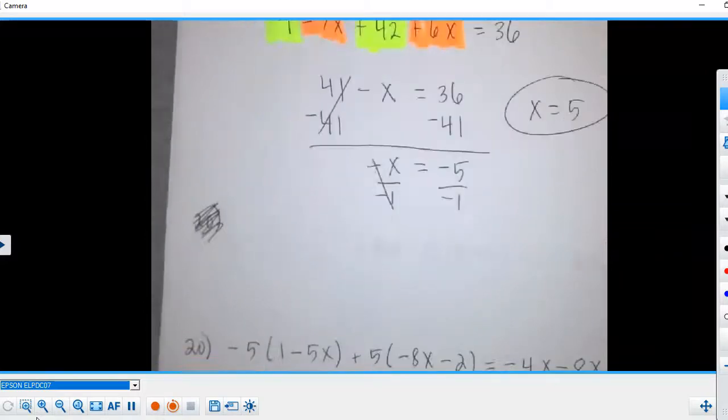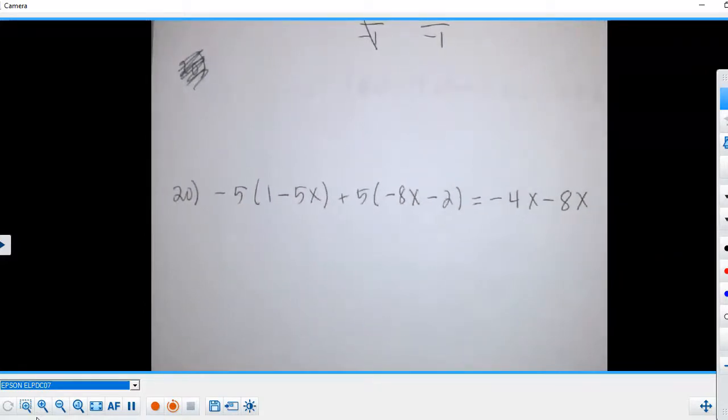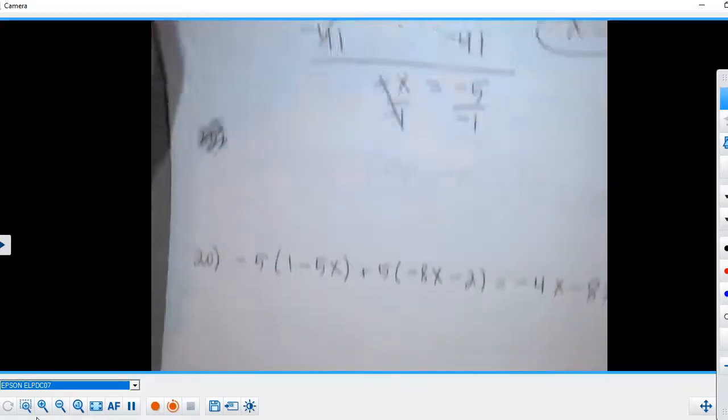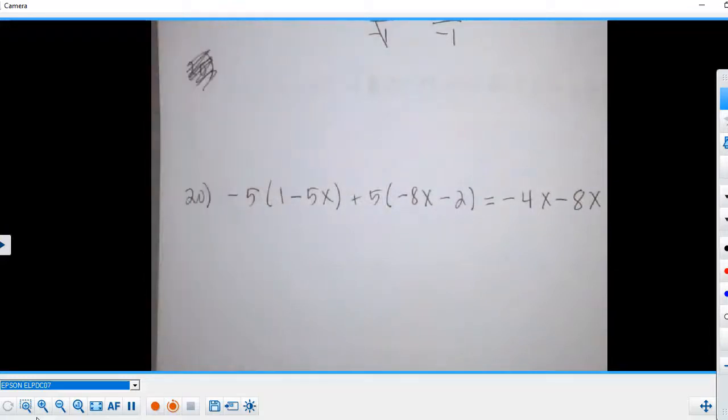Okay, now let's look at this one. This one is nice and pretty and a lot of steps. I wish I would have moved it up because I have a lot of space here. Okay, so now for the next one.